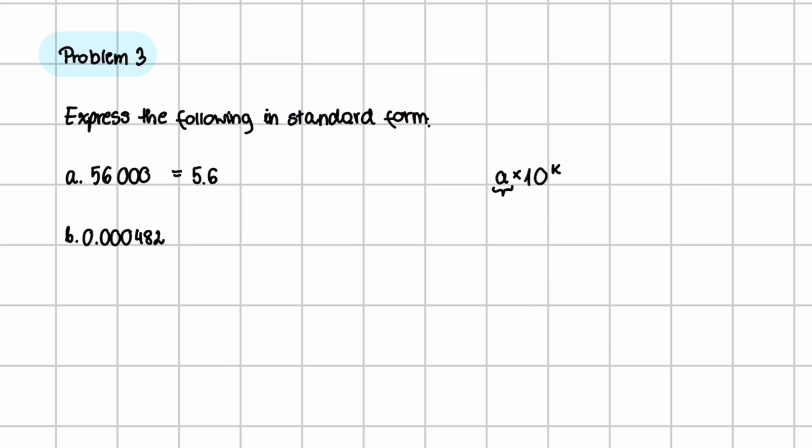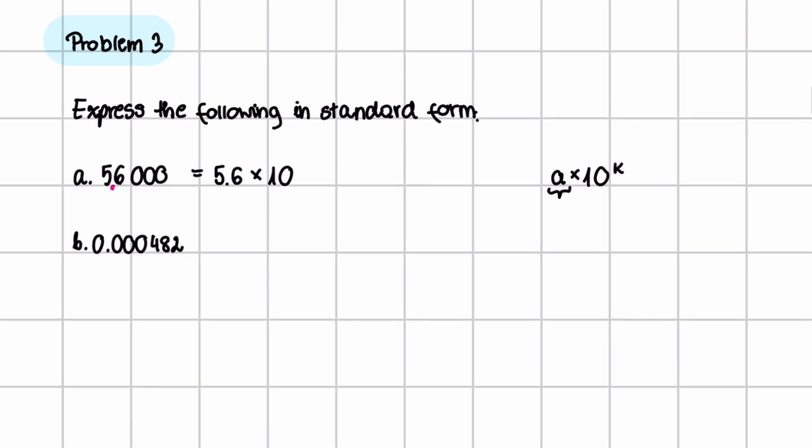And now we have to multiply it by 10, and we have to decide what power 10 will have. So our 56,000, we can write a dot here, and we move 1, 2, 3, 4 times to the left, and when we move to the left we have positive power, so it's just 4.